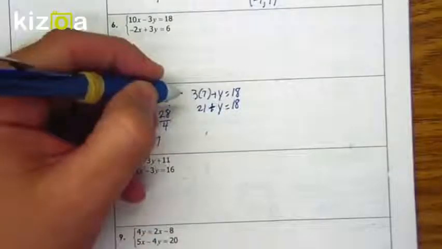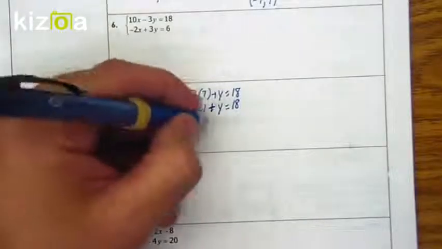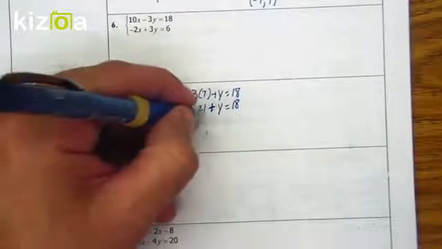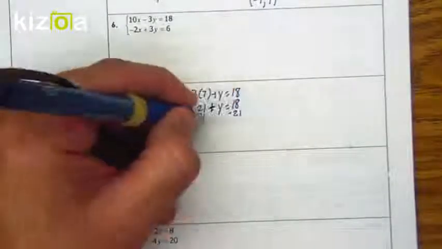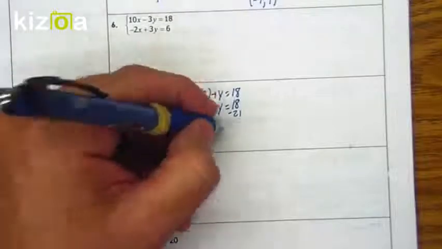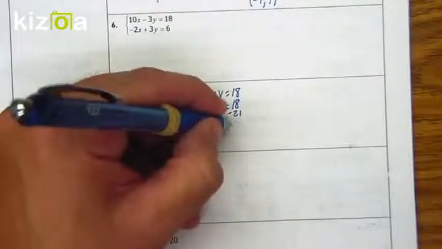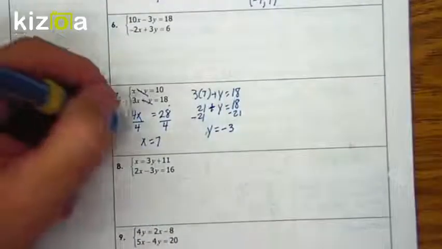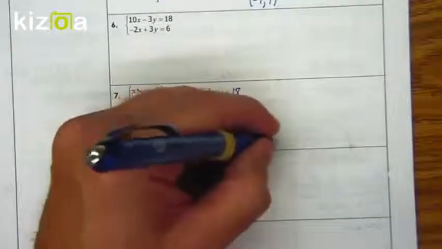I'm going to subtract 21 from both sides, like so, and I get y is equal to negative 3. And I get a coordinate pair of 7 comma negative 3.